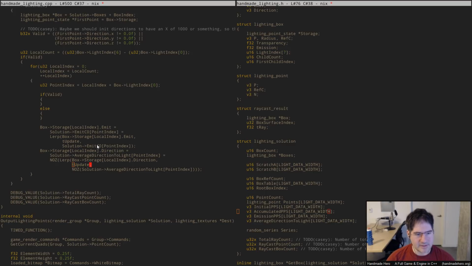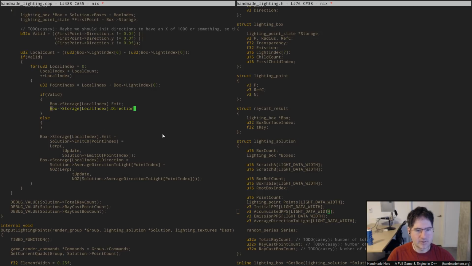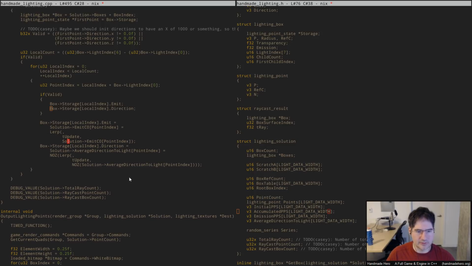All right, so what I mean by this is, inside here where we're doing our update per point, instead of going directly with the box storage value, we're going to grab those out. That way they can be set to default values in any other circumstance, right? Okay. So we know we have an accumulated PPS and an emission PPS.